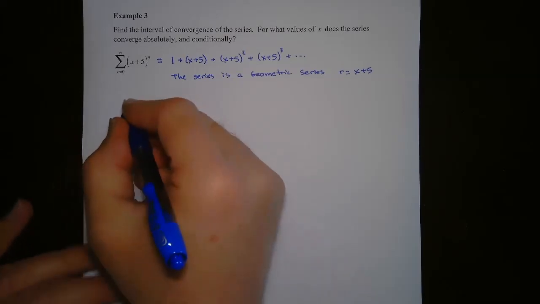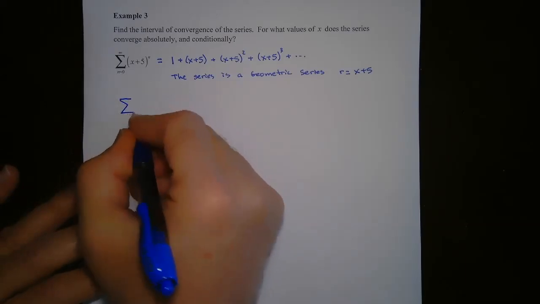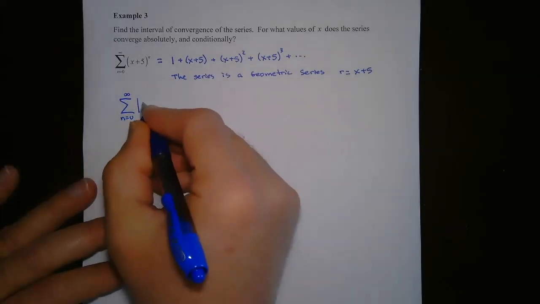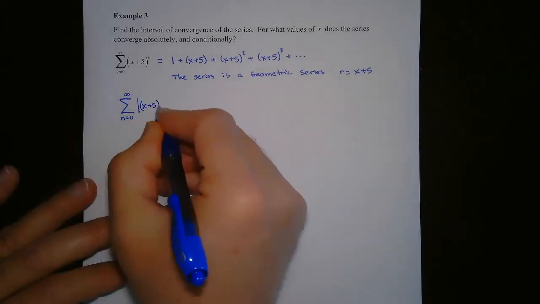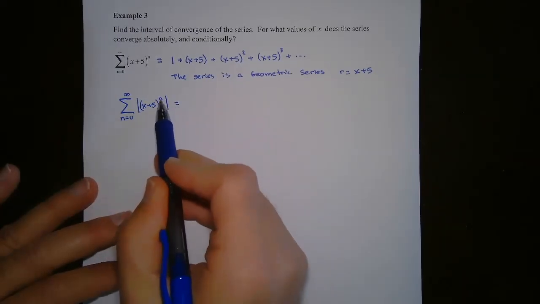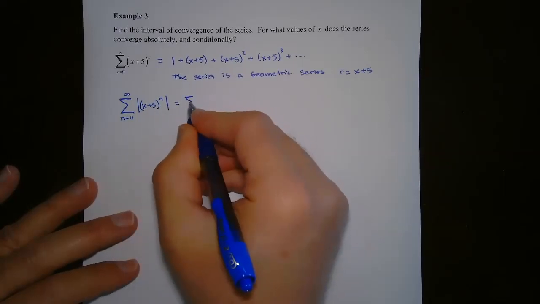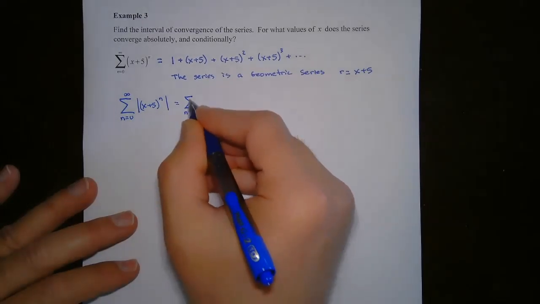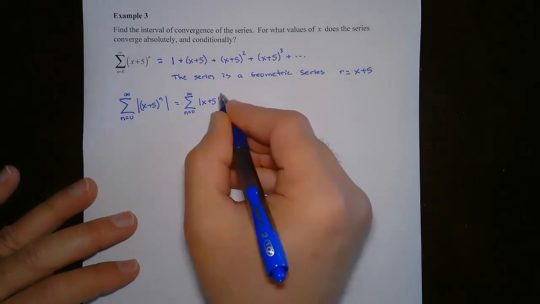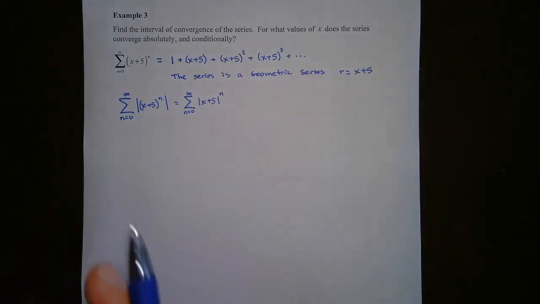So we're going to check the absolute convergence of this. So here we go. Sigma n equals 0 to infinity, absolute value of parenthesis x plus 5 to the n. Now when you take the absolute value of something like this, this n is going to be positive, so we can actually bring this out and rewrite these as sigma n equals 0 to infinity of the absolute value of x plus 5 raised to the n power. That will always be true. So we're checking for the absolute convergence of this.